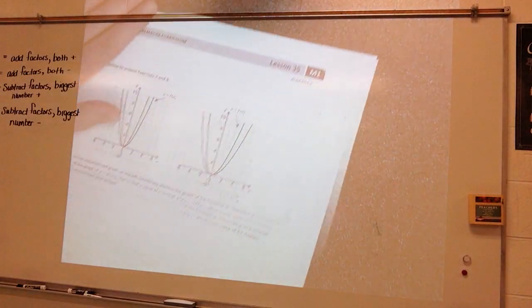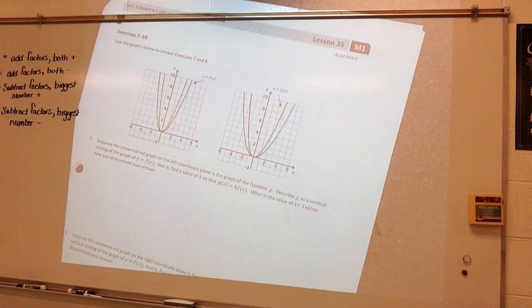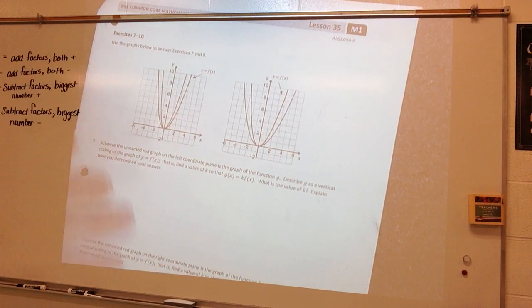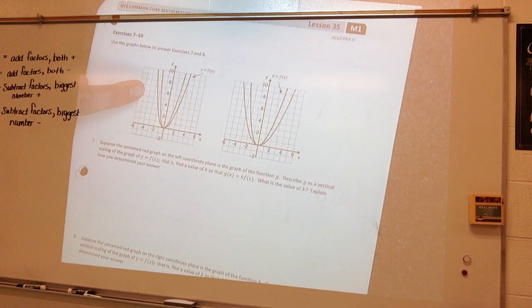Look at exercise number 7. Use the graph below to answer questions 7 and 8. It says, suppose the unnamed red graph on the left coordinate plane is the graph of the function g. Describe g as a vertical scaling of the graph y is equal to f of x. That is, find a value of k so that g of x is equal to k f of x. What is the value of k? Explain how you determined your answer.